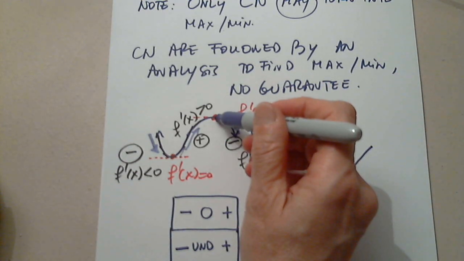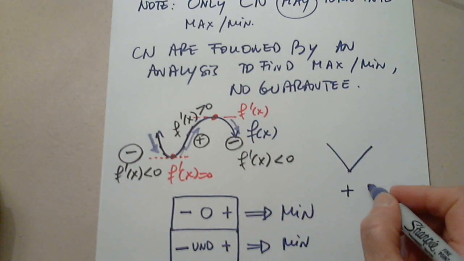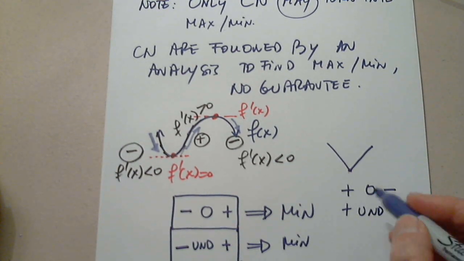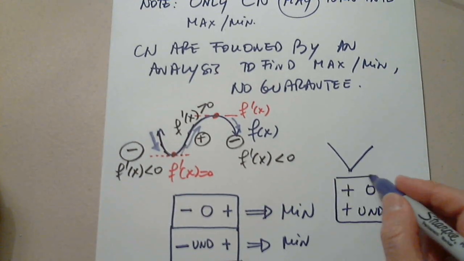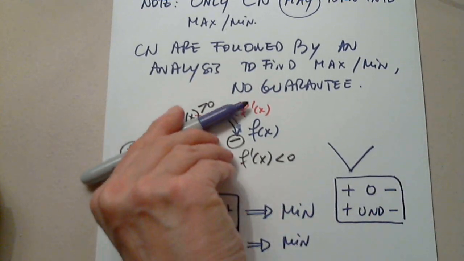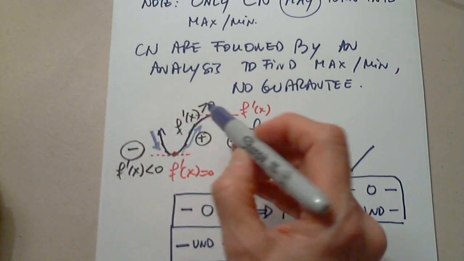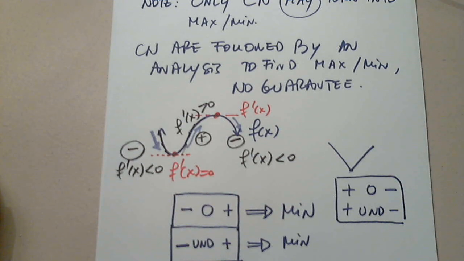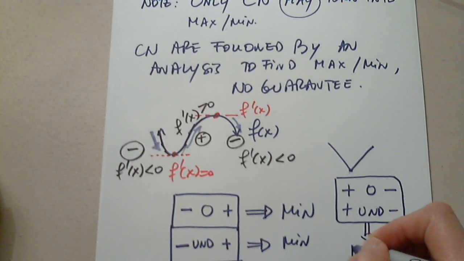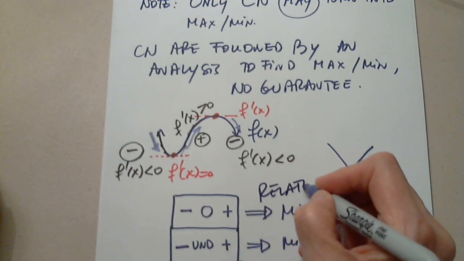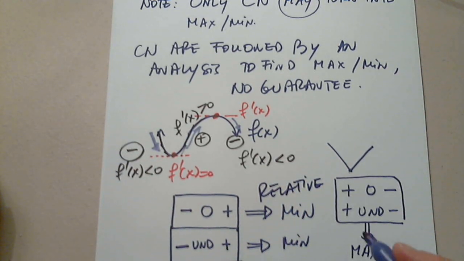Let's analyze this. It's positive, 0, negative, or positive, undefined, negative. What is this typical of? Positive, 0, negative. Positive, undefined, negative. What is this typical of? This particular sequence, no other. Would it be a maximum? A maximum. We call these relative or local.